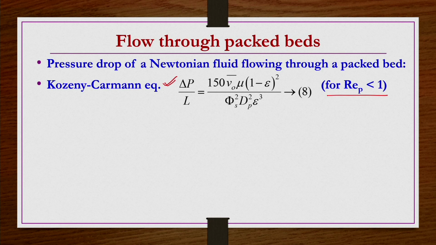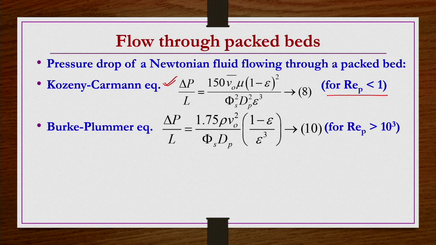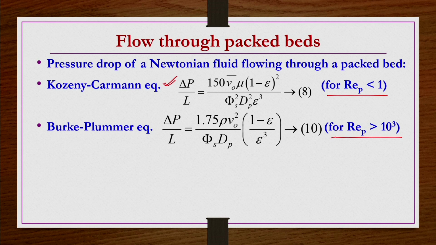Similarly, for Re_p greater than 10^3, we have seen that the Burke-Plummer equation holds very well, that is, delta P by L equals 1.75 rho V naught square divided by phi_s d_p, multiplied by (1 minus epsilon) divided by epsilon cube. This equation is valid for calculating the pressure drop of a Newtonian fluid flowing through a packed bed provided the Reynolds number is very large, that is, turbulent conditions prevail within the bed.